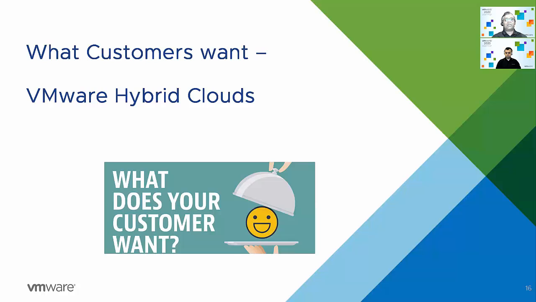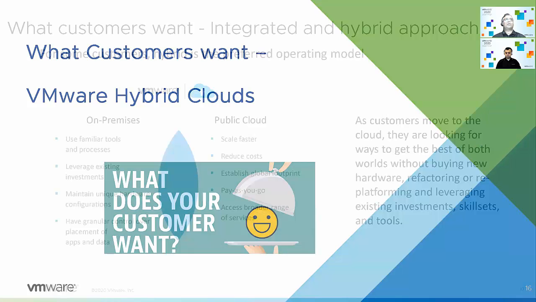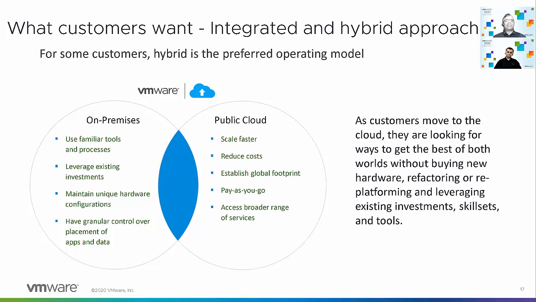All right. So essentially we come here and we talk about what customers really want. Essentially what they want is a VMware hybrid cloud. As customers move to the cloud, they are looking for ways to get the best of both worlds without having to buy, let's say, new hardware. They don't want to do any kind of refactoring. They don't want to do any kind of replatforming. They want to leverage their existing investment, their skill set, the tools, and so on and so forth.